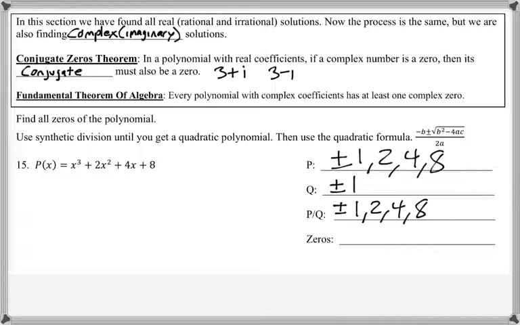Okay, so I need to make a guess, and I'm going to make a good guess by using the calculator. So if you graph this function on the calculator, and I just graphed it on the standard window, then it looks like this.